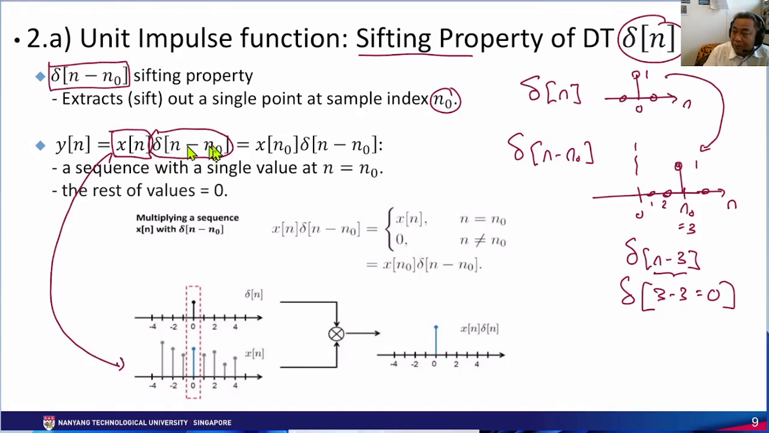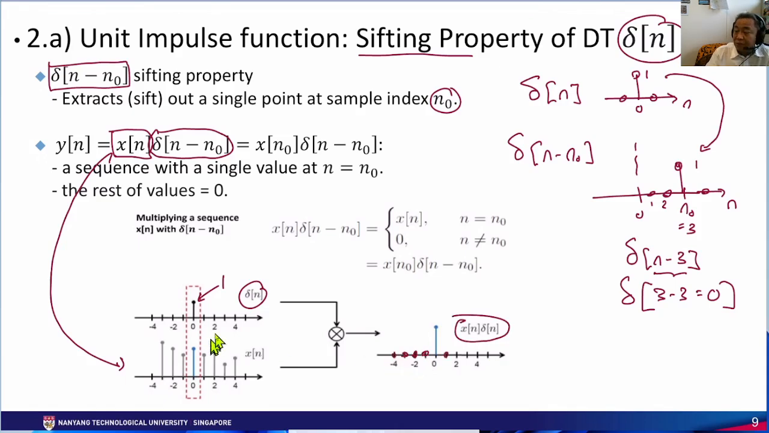Well, when we multiply by this guy, all the other values of this function are 0. 0 multiplied by x of n will be 0. So the only value that will come out is when the delta n is non-zero. And in this case, of course, we know that delta n is non-zero at n equals 0. In fact, its value is 1. So 1 times x of n will give us this function. Everything else is now 0.